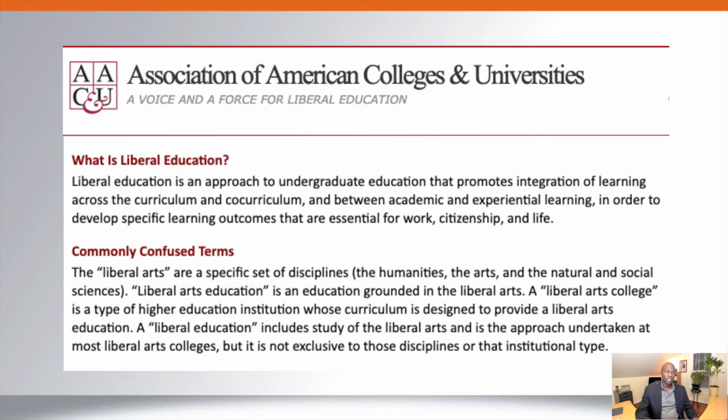I want to begin with this definition of a liberal education that is taken from the Association of American Colleges and Universities. Lewis and Clark is a proud member of the AAC&U. The AAC&U defines a liberal education as an approach to undergraduate education that promotes the integration of learning across the curriculum and co-curriculum, as well as between academic and experiential learning, in order to develop specific learning outcomes that are essential for work, citizenship, and life.